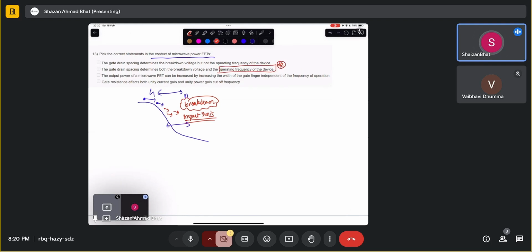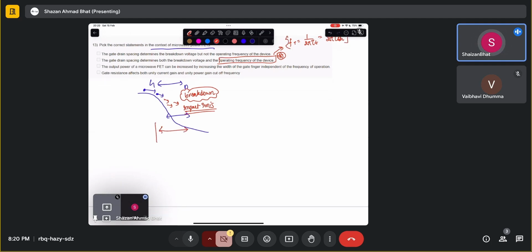Because operating frequency at the end also depends upon, let's say, 1 over 2 pi transit time. What was the transit time? It is some distance, let's say gate distance or channel distance, divided by V sat. So this particular distance is also going to matter.